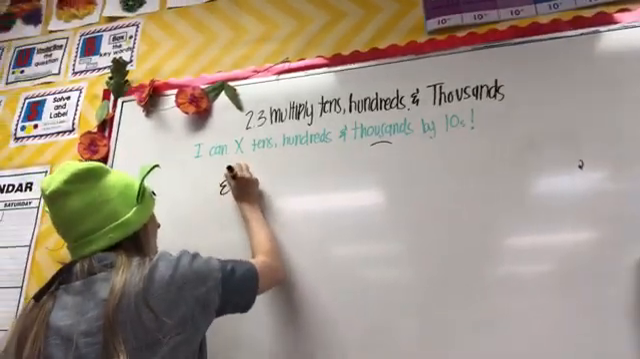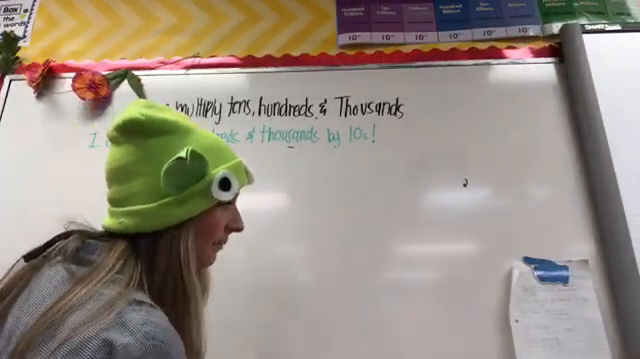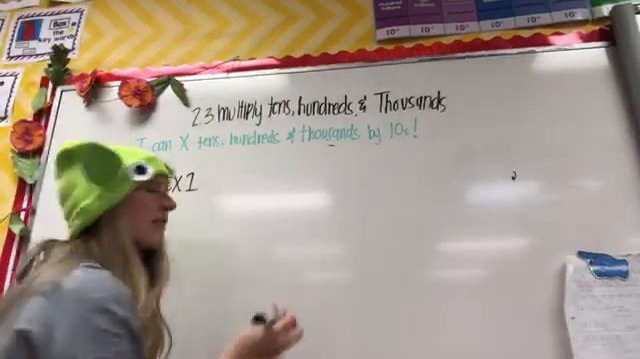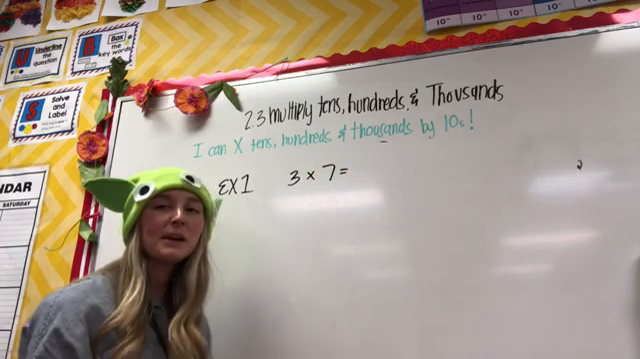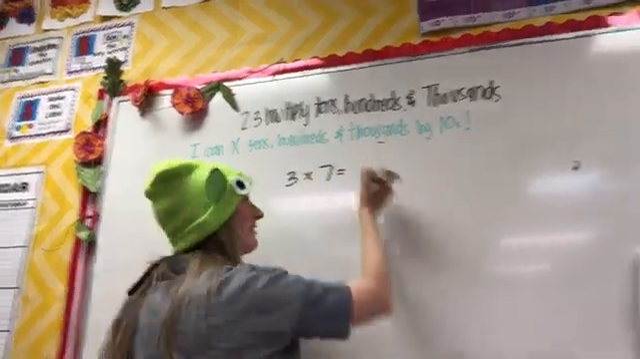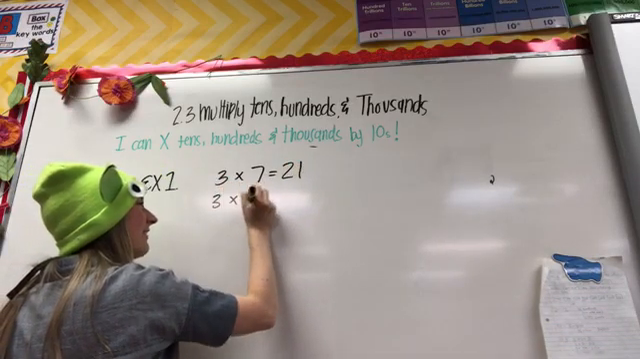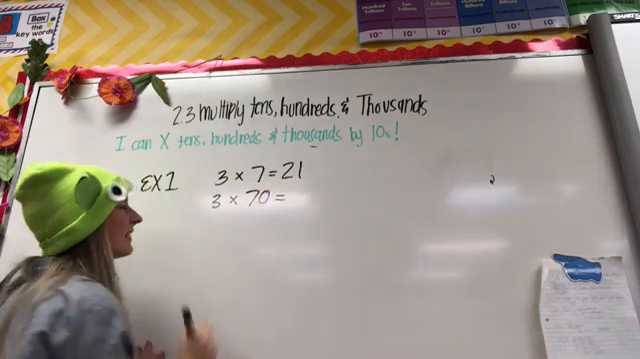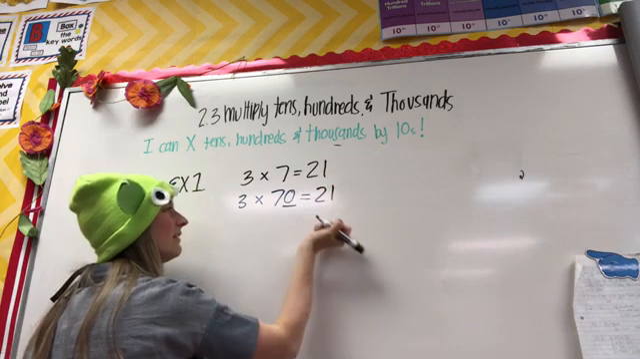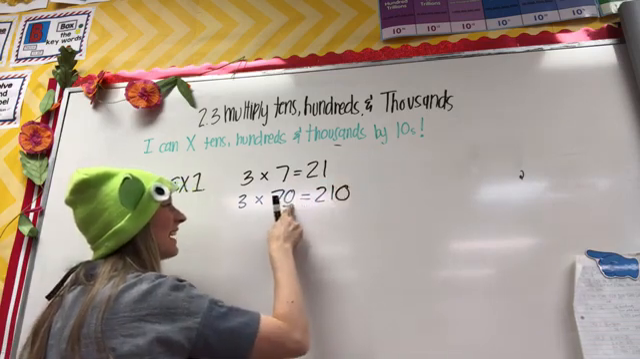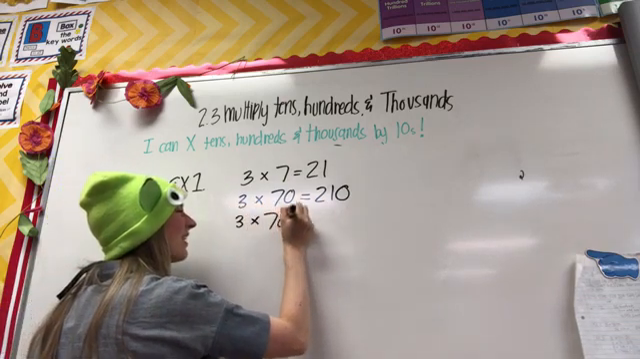Example number 1. No more alien trains. I just kind of want to show you what it would look like. So if we have 3 times 7. 3 times 7 is 21. And then what if we did 3 times 70? Added a 0. Once again, we do 3 times 7, which would be 21. Add on 1 zero, 210.